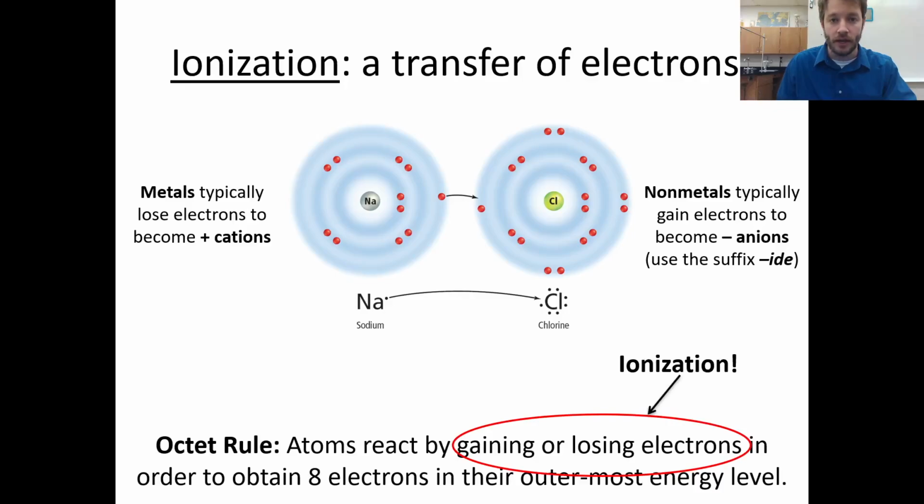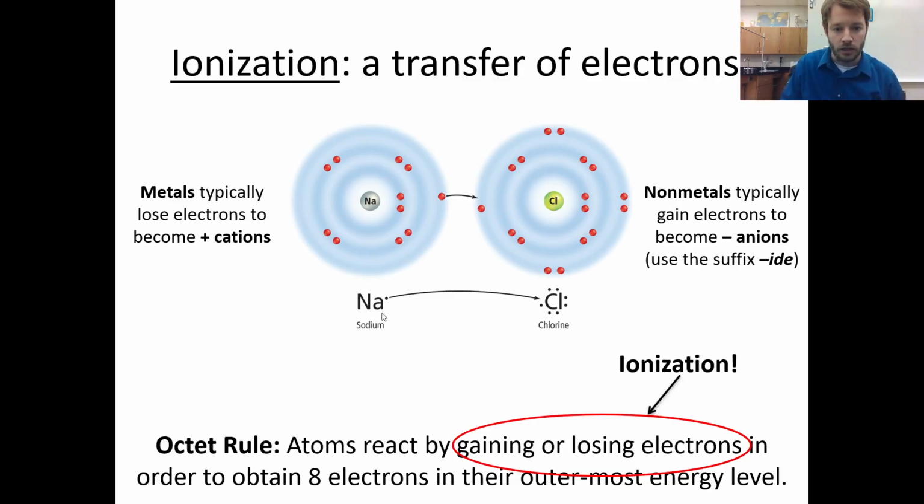The purpose of this screencast is to teach you how to determine the most likely charge that an atom will take on when it ionizes. Firstly, ionization is when you have a transfer of electrons. Atoms will transfer electrons to get 8, and so this is the octet rule. Atoms react by gaining or losing electrons in order to obtain 8 electrons in the outermost energy level.